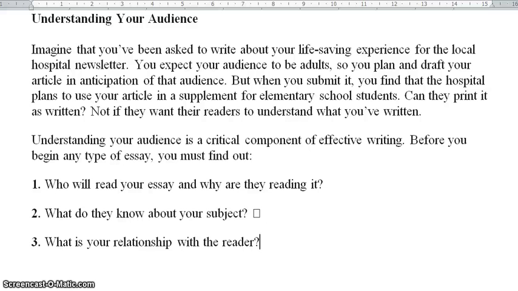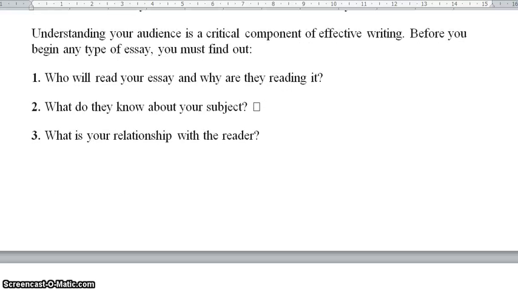Understanding your audience is a critical component of effective writing. Before you begin any type of essay, you must find out the following. 1. Who will read your essay, and why are they reading it? 2. What do they know about your subject? 3. What is your relationship with the reader?